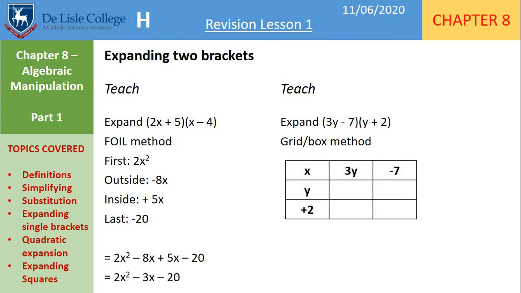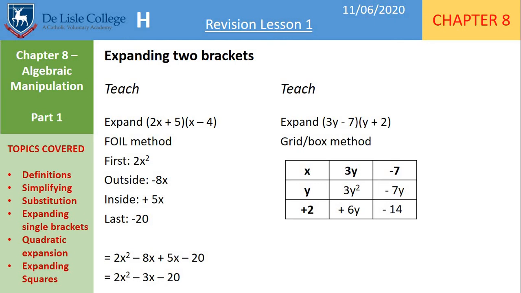And then we multiply in the grid. So we're going to have 3y multiplied by y to give 3y squared, we're going to have negative 7 multiplied by y to give us negative 7y. We're going to have 3y multiplied by 2 to give us plus 6y. And we're going to have negative 7 multiplied by 2 to give us negative 14.